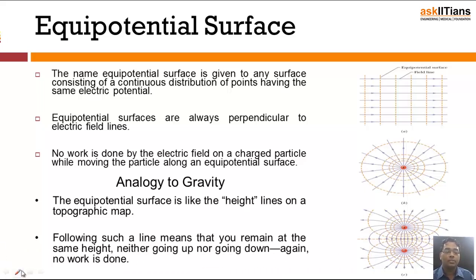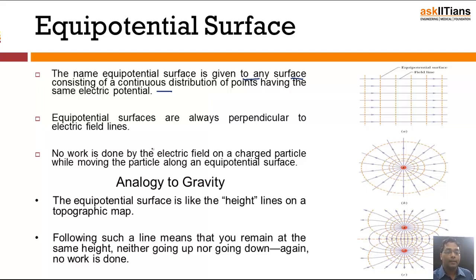The name equipotential surface is given to any kind of surface which consists of a continuous distribution of points. It's not that at a particular point you have a discrete distribution, and at another point you have a discrete distribution. It should be continuously varying. If there is no continuous distribution, if there is a discrete one, there is going to be a potential difference produced. That is not possible. For an equipotential surface, it should be continuous.